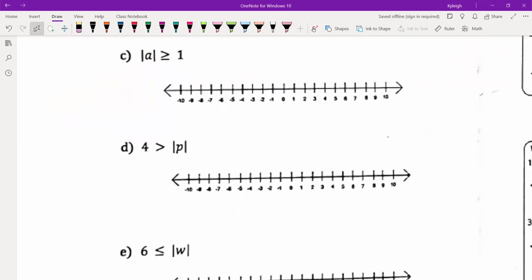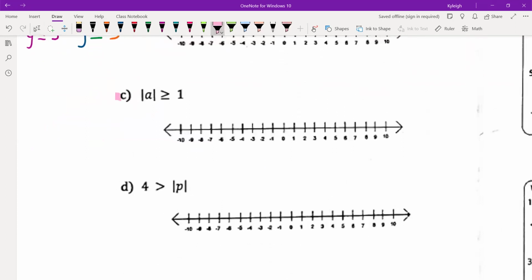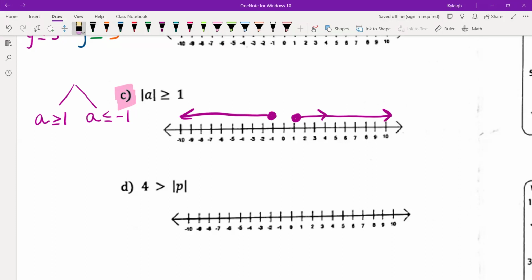So if you could pause and try letter C for me. Pause and see what you could do with letter C right now. Hopefully you broke it into two things. The first one stays the same. The second one, everything changes. And then closed circle going this way, closed circle going this way. So this is one that doesn't connect. Okay.